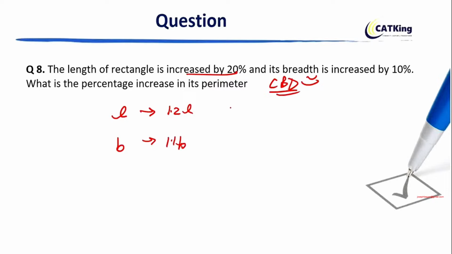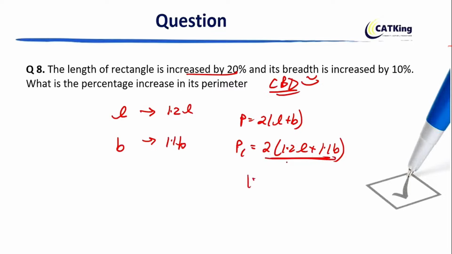Correct? What was the perimeter? So 2(L plus B) was the initial perimeter. 2 into (1.2L plus 1.1B) is the new perimeter. So if we take out the percentage change, this will be final upon initial, that is 2(L plus B), correct? Minus 1 into 100. Both L and B will be there. Answer is cannot be determined. I cannot determine a unique value.